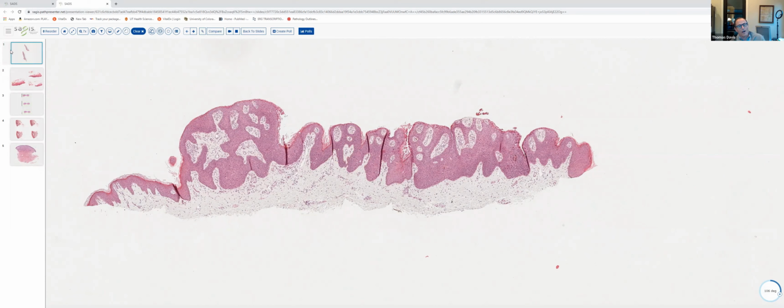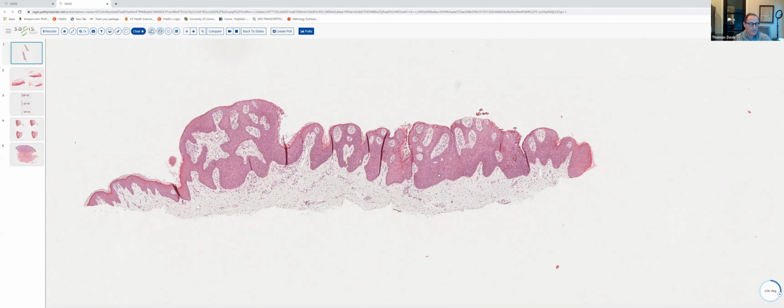What items could we consider in the differential diagnosis? Well, I think on scan, given the architectural configuration, one could consider the possibility of a seborrheic keratosis. However, seborrheic keratoses do not demonstrate full thickness epidermal atypia and disordered maturation with atypical keratinocytes. And rather than having a parakeratotic stratum corneum, seborrheic keratoses tend to have basket weave hyperkeratosis.